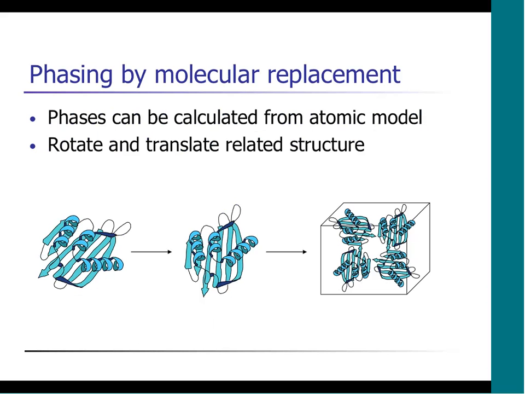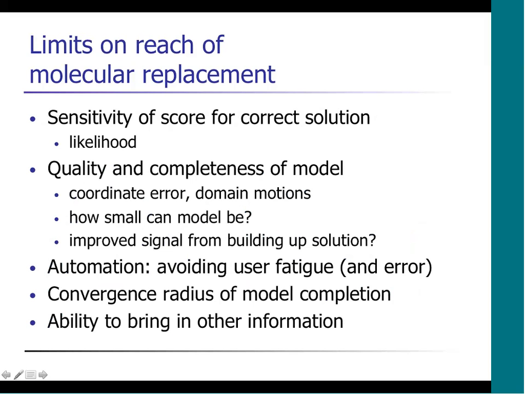So in molecular replacement, this works really well a lot of the time, but there are limits, and we've been doing a lot of work trying to push those limits and make it work better. So this slide's really a summary of most of what I want to say in the rest of the talk. So one limit is how sensitive the score is that you're using to judge the molecular replacement search, how sensitive the score is to finding the correct solution. And likelihood is the approach we take, and that improves the sensitivity compared to traditional Patterson-based methods. So you can find a solution for a poorer model.